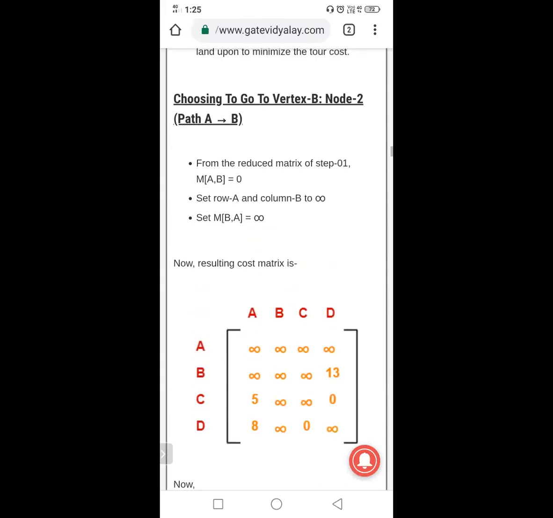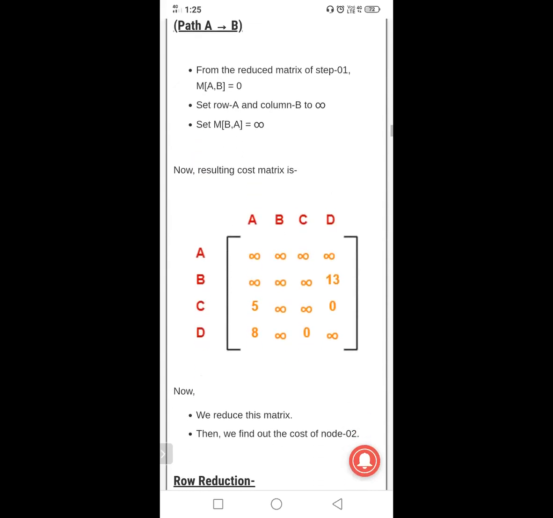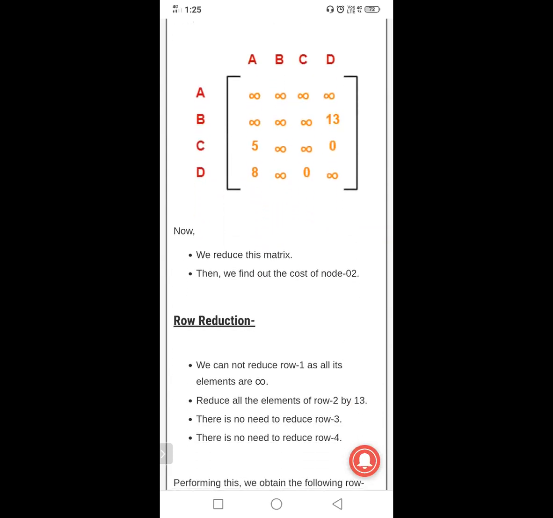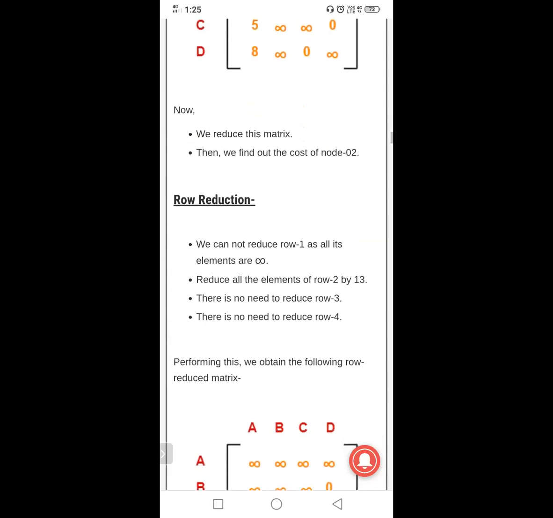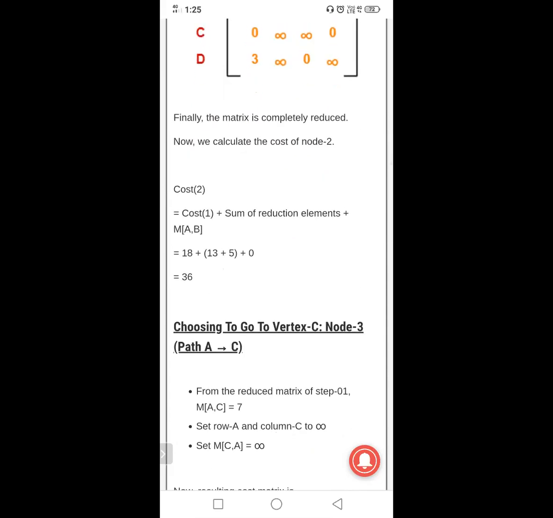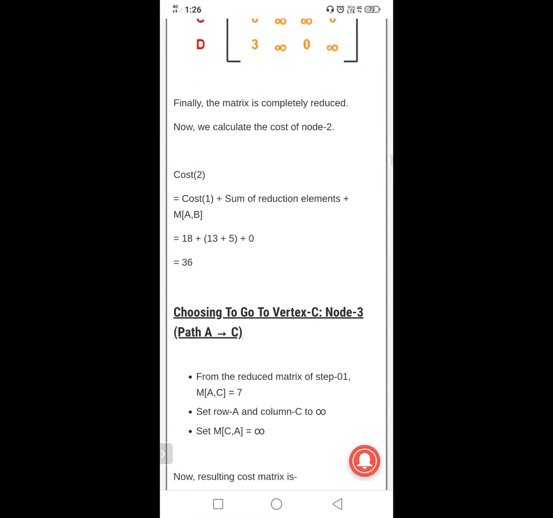Consider A to B. Set A row and B column to infinity, and B to A also infinity, the remaining stays as it is. Then we find the sum of row reduction and column reduction values. It is 0. So the cost here: row reduction and column reduction values are 0, and the cost is 18 plus 18, that is 36. From A to B, then you have to consider A to C.